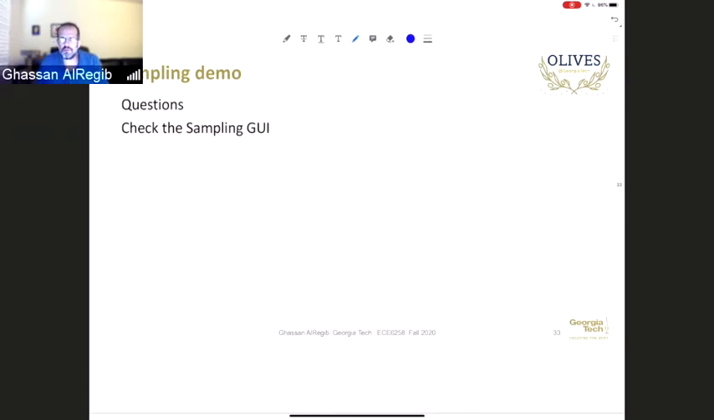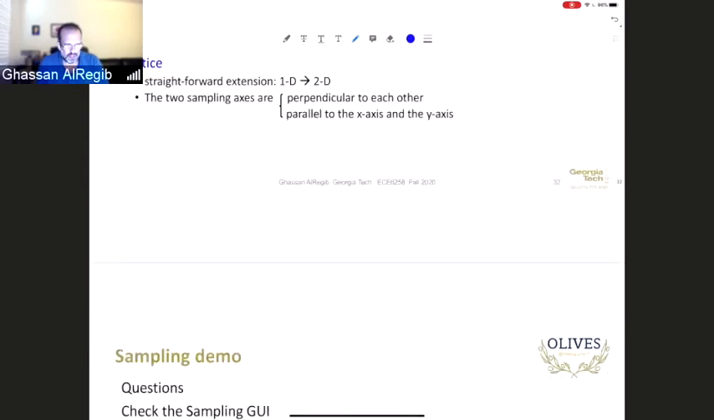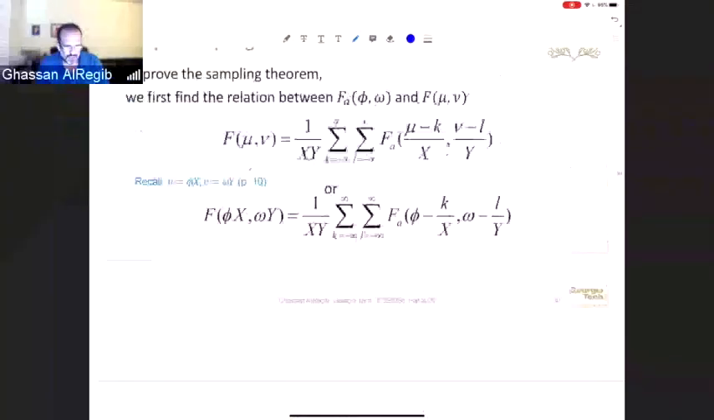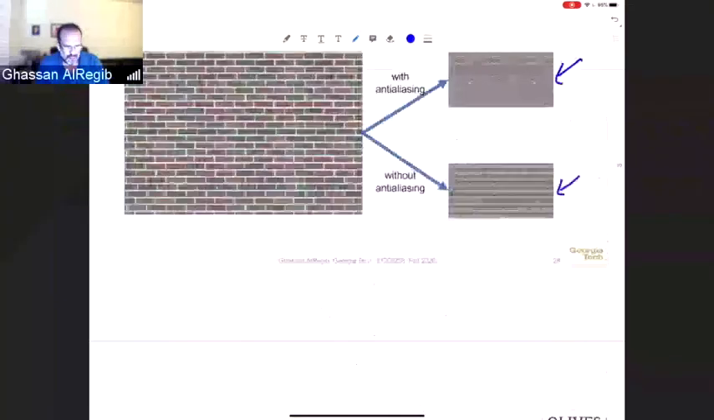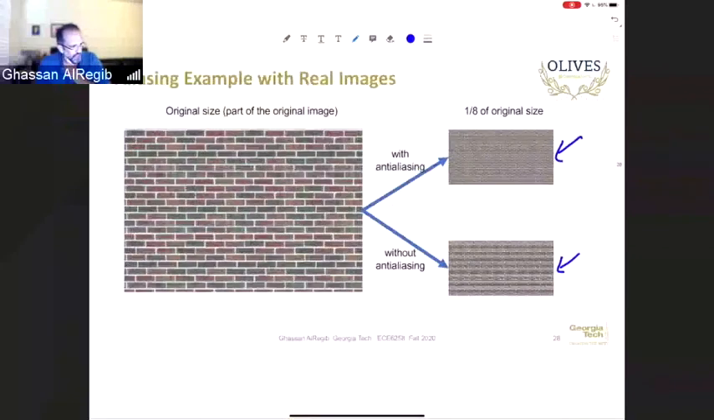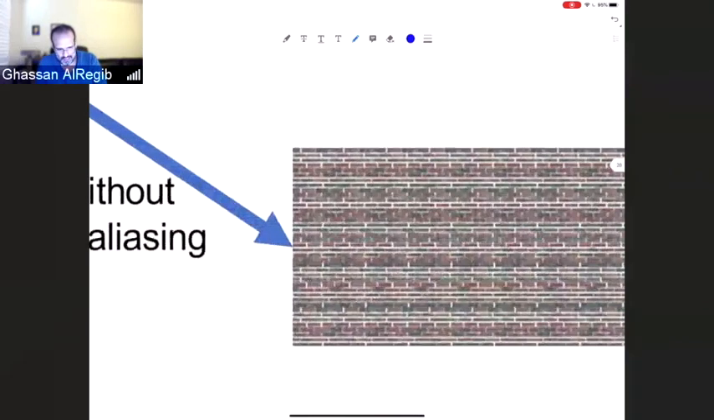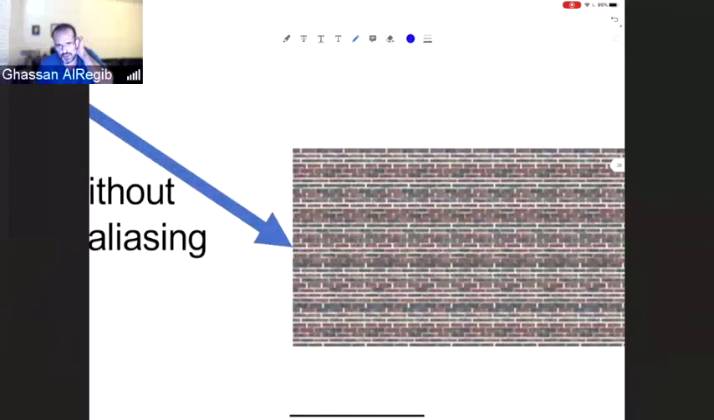Oh, yeah, you get that. So basically, if you go to the GUI and zoom in, see this, this is basically what you will get, this kind of artifacts that you will be getting.